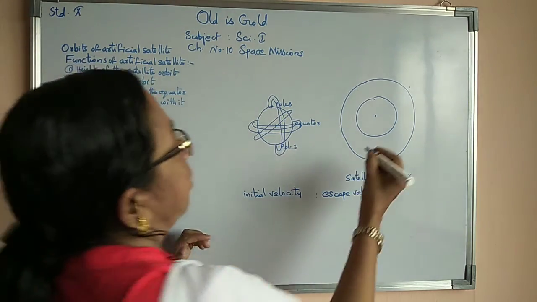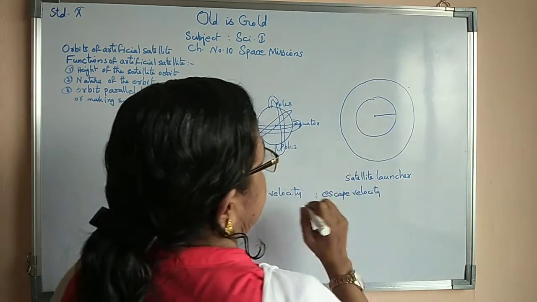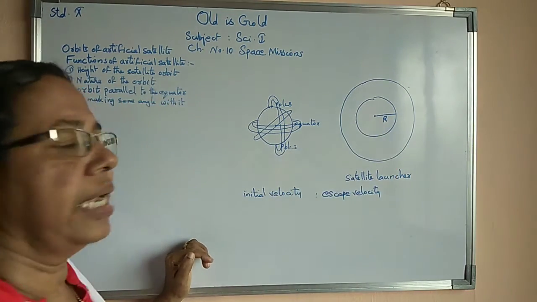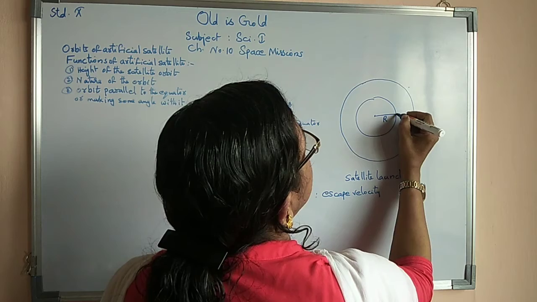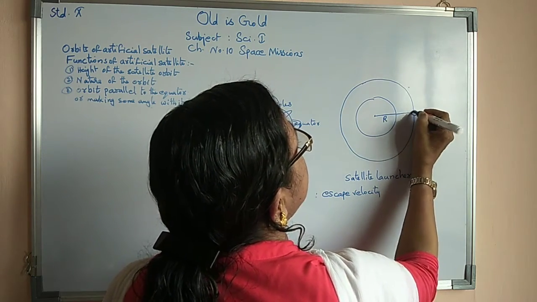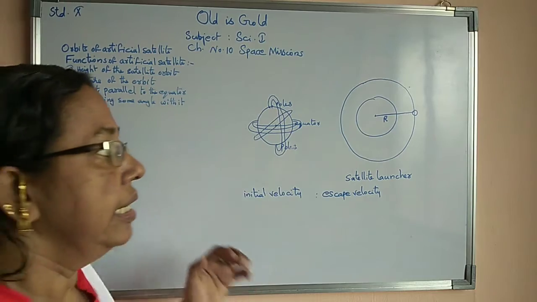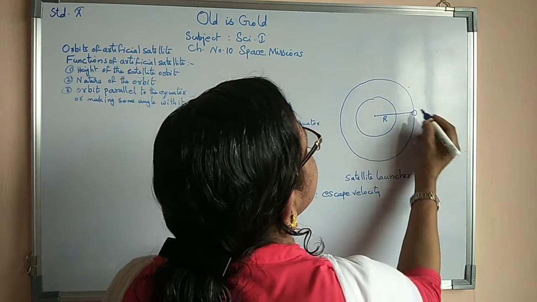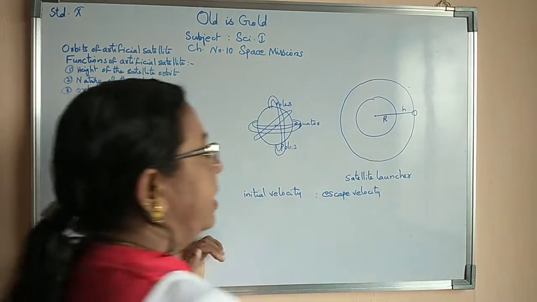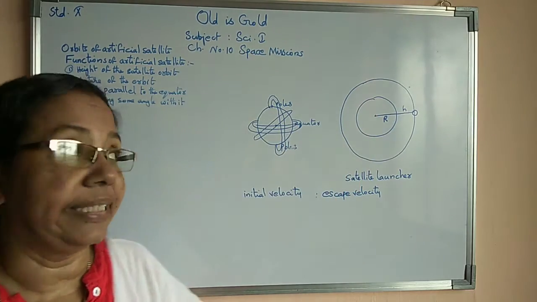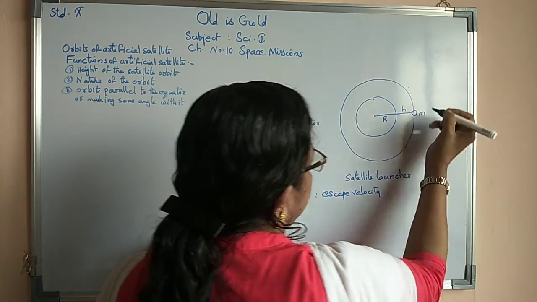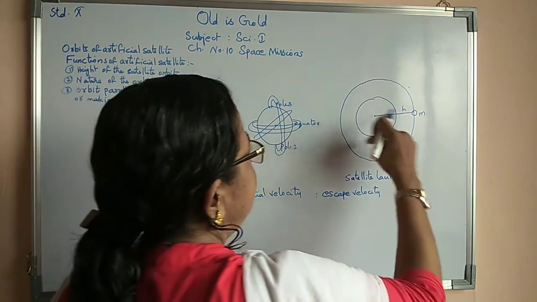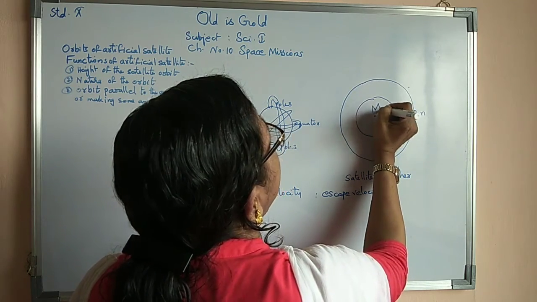Now here we are studying about this. This is the radius of the earth, which is represented by capital R. Now from here, just imagine we place the satellite. From here till the orbit, how much height there is, we can represent by small h. The mass of this satellite we can represent by small m. Mass of the earth we can represent by capital M.